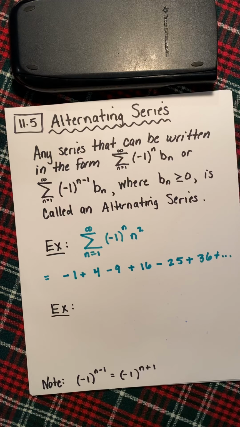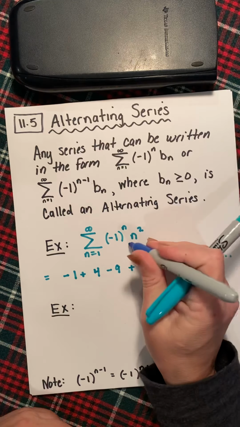Right, so the (-1)^n alternates the terms between positive and negative. This piece right here is positive. bn would be the sequence n squared, which is clearly positive for all values of n. The difference between (-1)^n and (-1)^(n-1) just determines if the first term is negative or positive, and then it alternates accordingly.